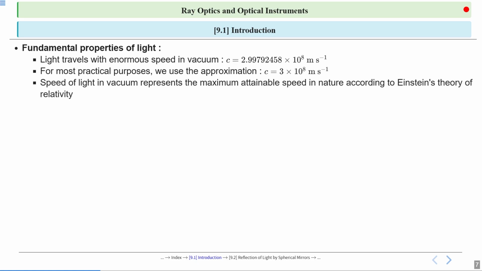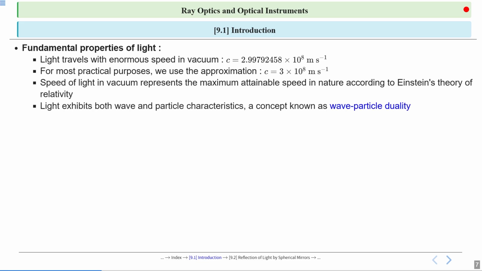Speed of light in vacuum represents the maximum attainable speed in nature according to Einstein's theory of relativity. Einstein gave the theory of relativity, and he told that the speed of light is the maximum attainable speed in nature. No object can have more speed than the speed of light, in vacuum.